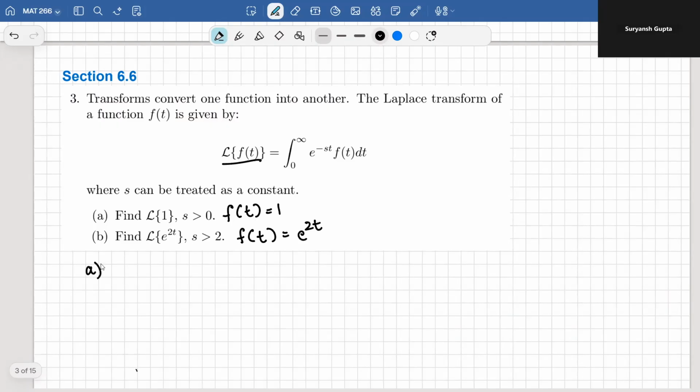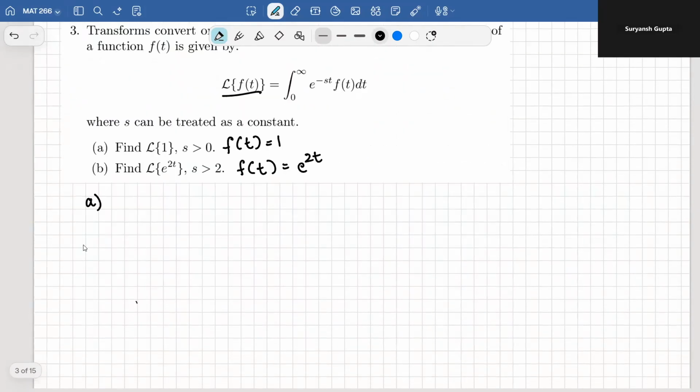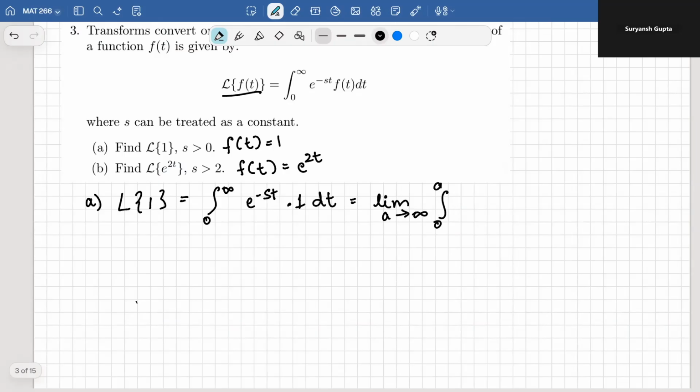So to begin with, I am going to replace all the f of t in my integral with 1 for part A, and I get the integral from 0 to infinity of e to the power minus st times 1 dt. Now, this is an improper integral because it has an infinity in the bound, so I need to convert this in terms of a limit. So I get the limit as a tends to infinity of the integral from 0 to a of e to the power minus st dt. After that, all I have to do is take the integral.